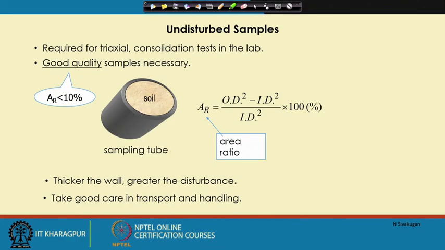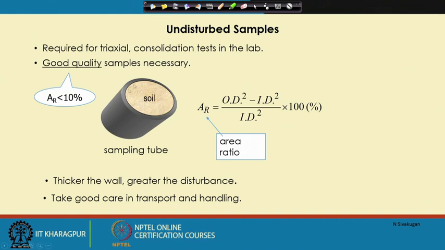So, now what are the criteria for the collection of an undisturbed soil sample required for the triaxial consolidation test in the lab? For good quality sample recovery, it is necessary that the area ratio should be less than 10%. So, now what is area ratio?